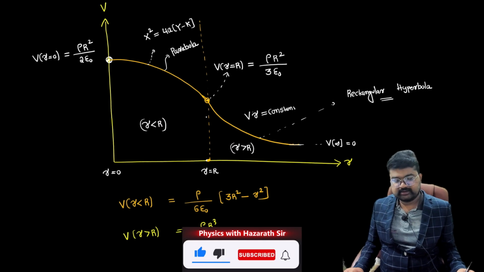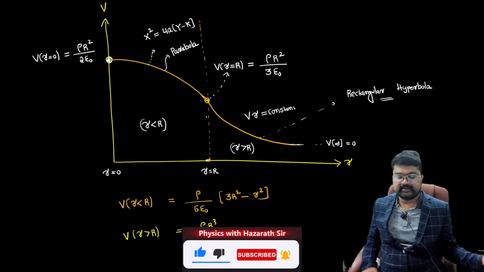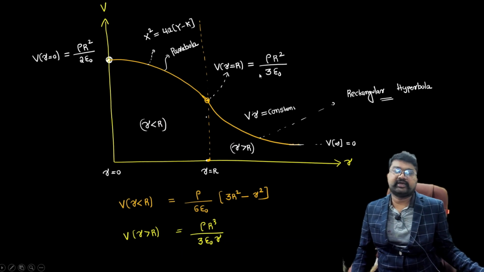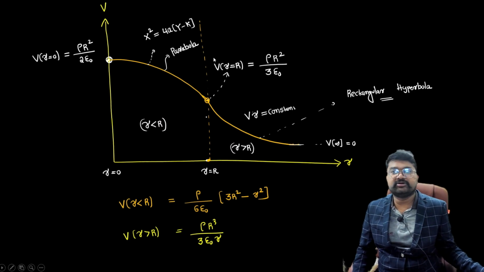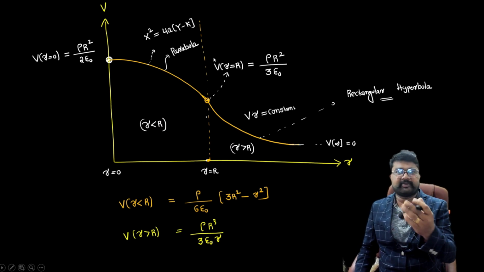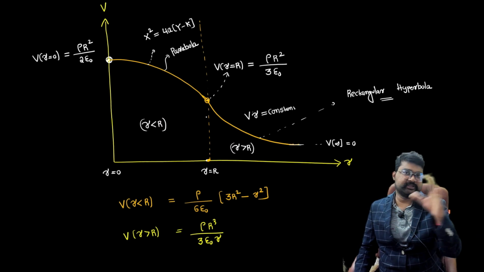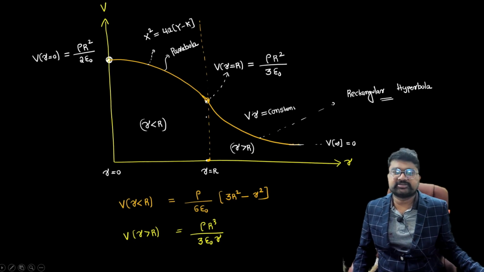So entire Gauss law is completed. Electrostatic potential is also part of some of the topics; electrostatic potential will come in the next chapter. That is also completed.